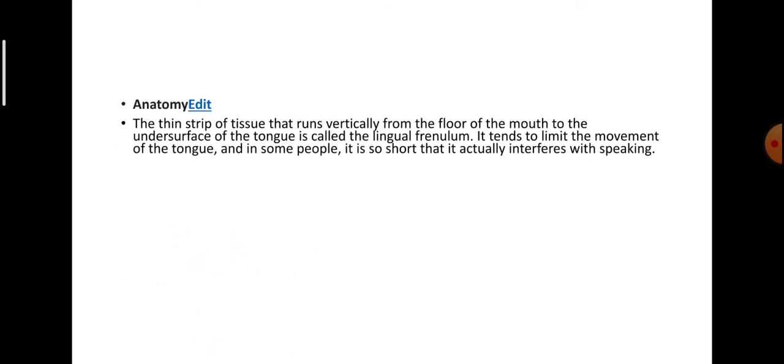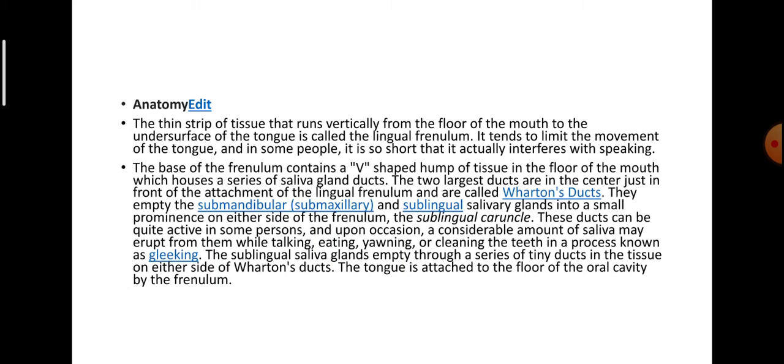Anatomy. The thin strip of tissue that runs vertically from the floor of the mouth to the undersurface of the tongue is called the lingual frenulum. It tends to limit the movement of the tongue, and in some people it is so short that it actually interferes with speaking.